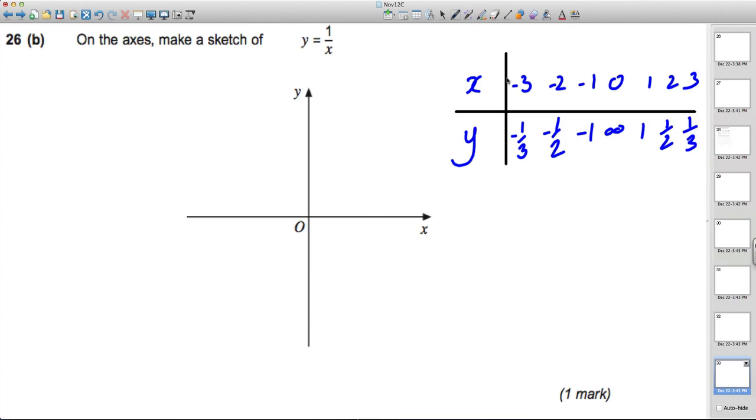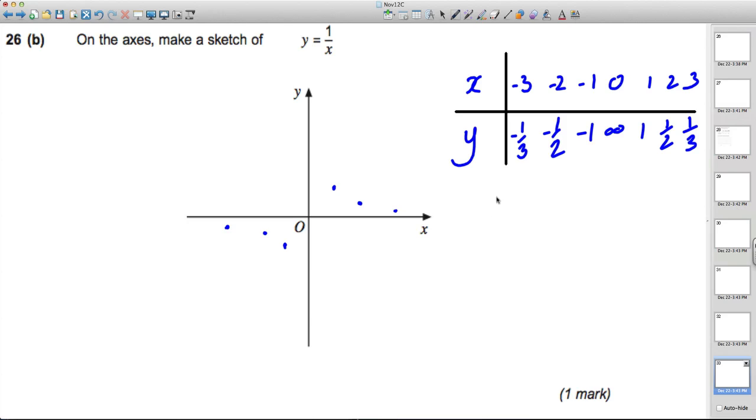Let's try and plot these. -3 goes with -1/3. -2 goes with -1/2. -1 goes with -1, something like that. And here it's infinity. 1 goes with 1. 2 goes with 1/2, and 3 goes with 1/3.